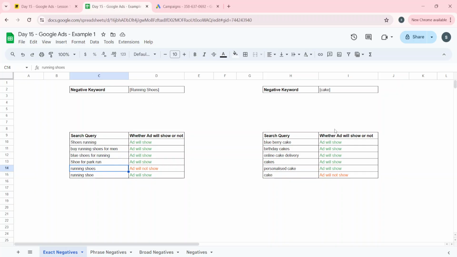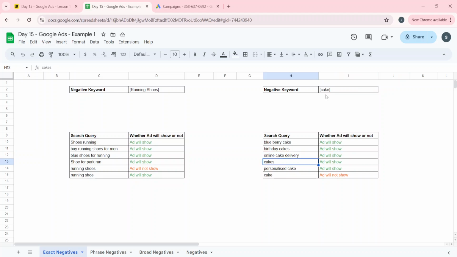And this is the second example. Here the negative keyword is cake that we have added as exact negative. You see the first query is blueberry cake. Your ad will show. Why? The negative keyword is cake, which means the user should type the query cake only. If he types blueberry cake, in that case your ad will show. And the next example is birthday cakes. Your ad will show. Then online cake delivery.